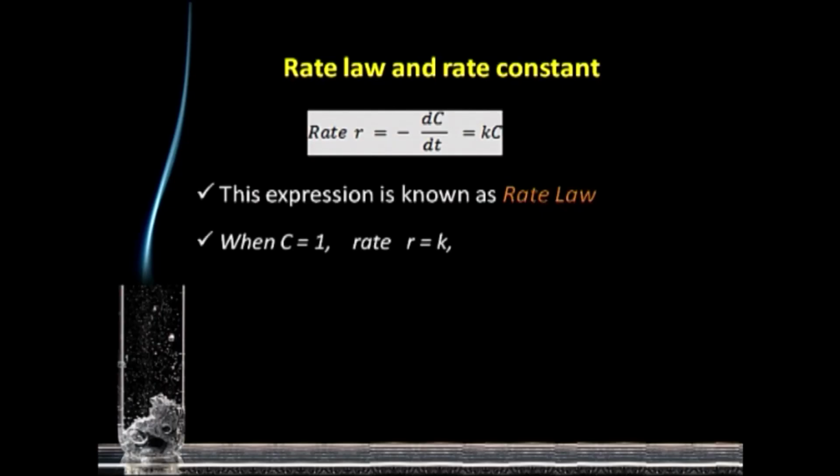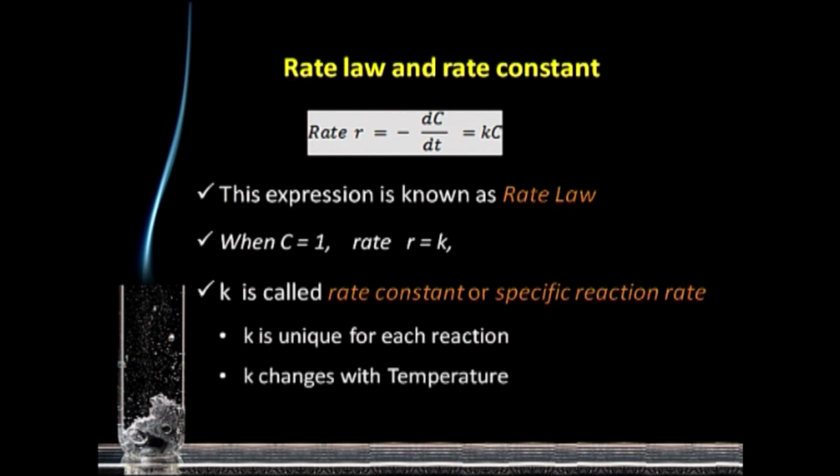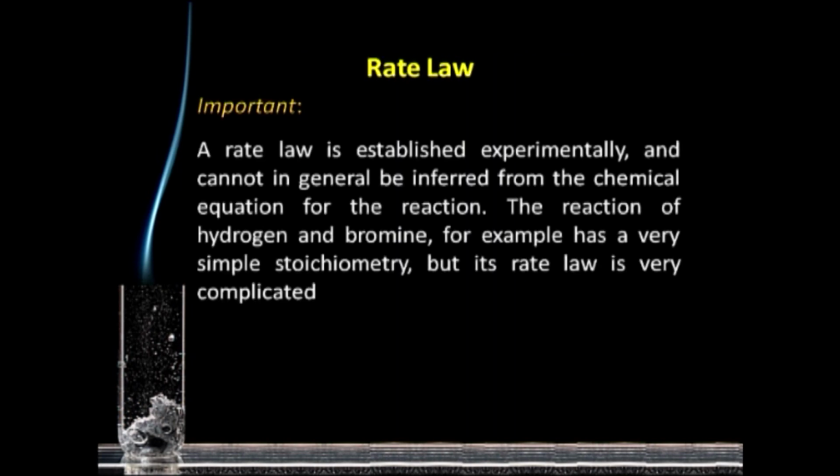If we put C equal to 1, that is, the concentration of the reactant to be 1, then whatever rate that we get is the rate constant, and hence k is called the rate constant or the specific reaction rate. k is unique for each reaction. It has to be experimentally determined, and k changes with temperature. We know that the rate of reaction depends on temperature. It's important to know that a rate law is established experimentally and cannot be predicted from the stoichiometric equation.